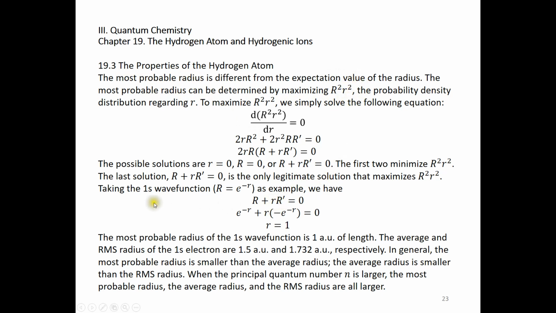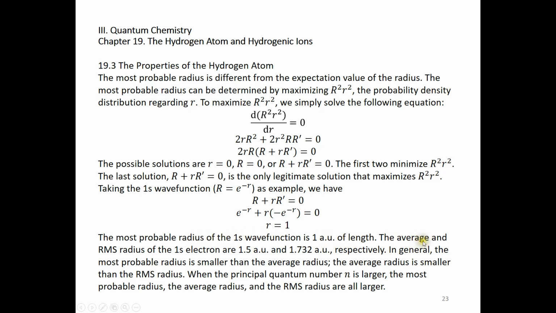So now let's look at the 1s orbital. When you have the 1s orbital, the radial function is e to the power of negative r. Again, don't worry about the normalization factor. It does not play a role here. So we're going to just write out this equation. We take its first derivative. We plug it in here. We solve this equation. r is 1. So the most probable radius of the 1s electron is 1 atomic unit of length.